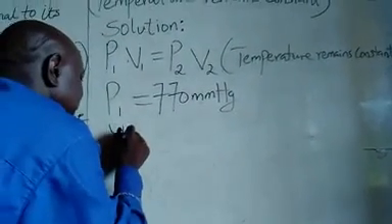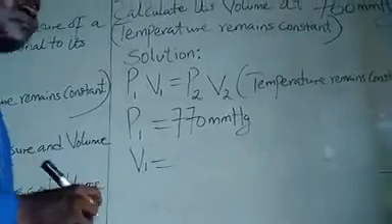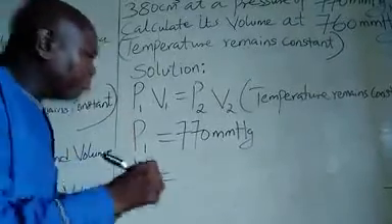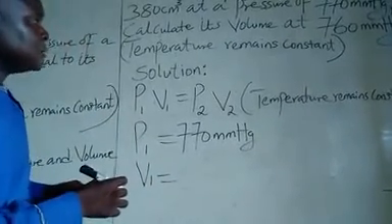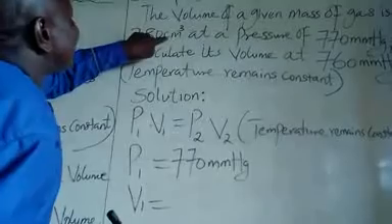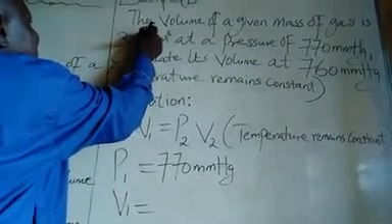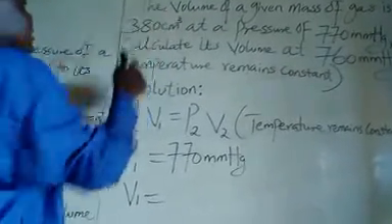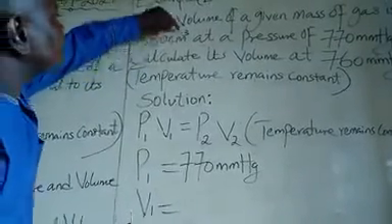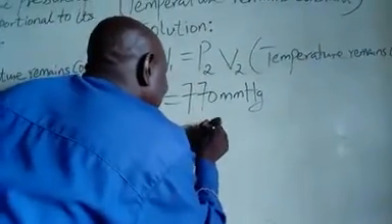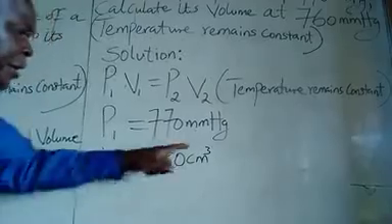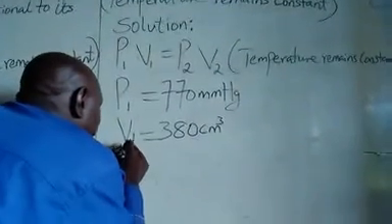Our V1 means initial volume. Our V1 is 380 centimeter cube. Okay?